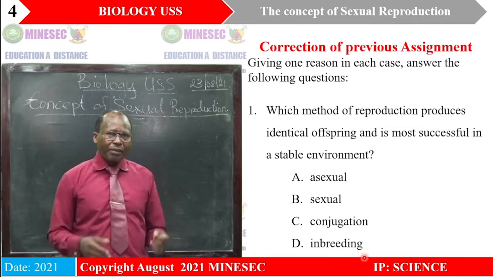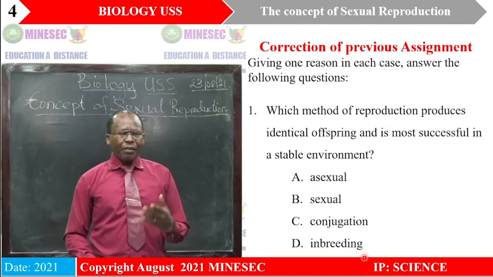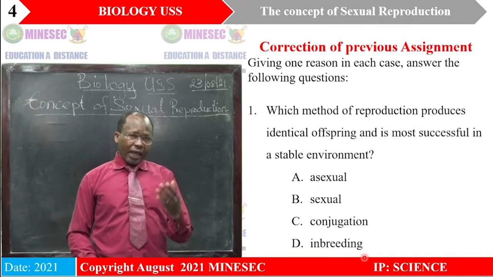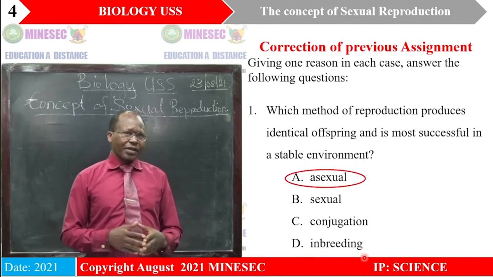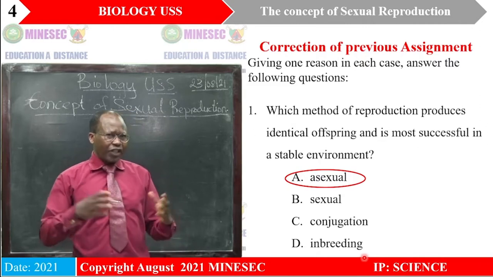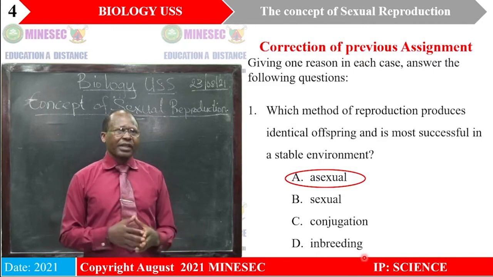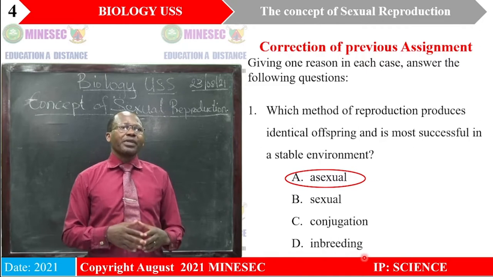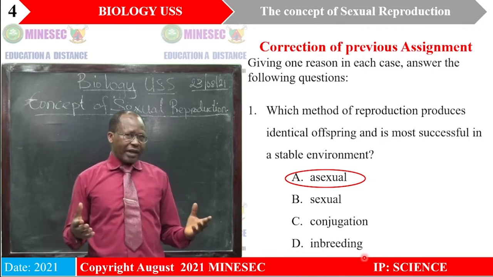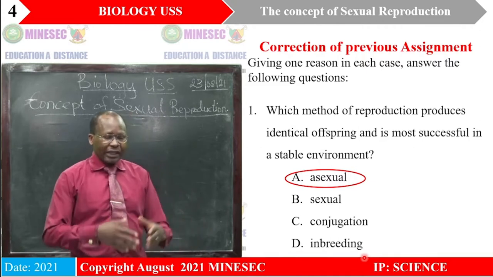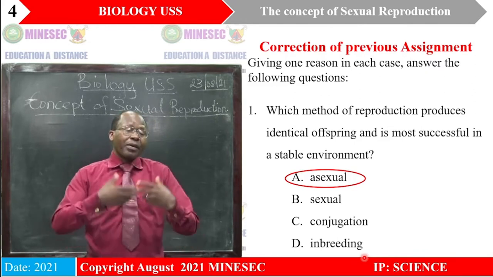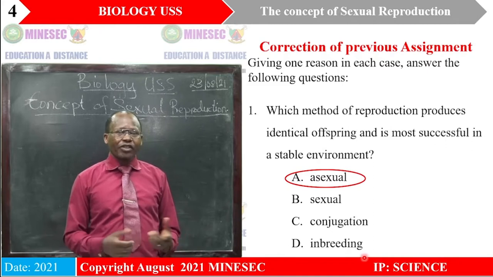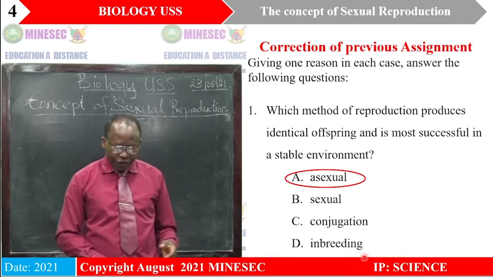So which of them is the most plausible response? If you did it correctly, you would have realized that the best response amongst these is asexual, because asexual reproduction produces identical offspring. And for this to happen, the environment must be stable with enough nutrients for it to be able to replicate the genetic material so that the younger ones or the new generation can be produced.